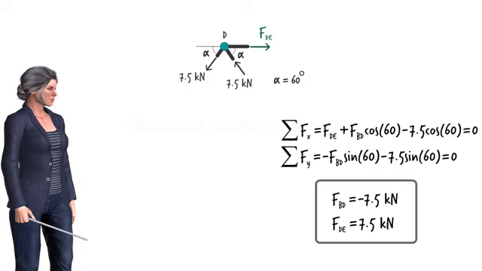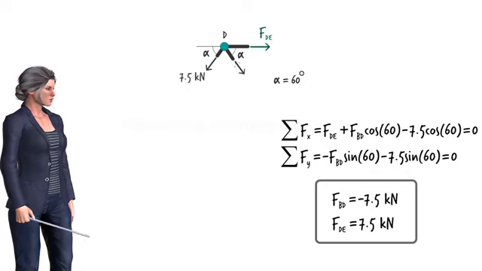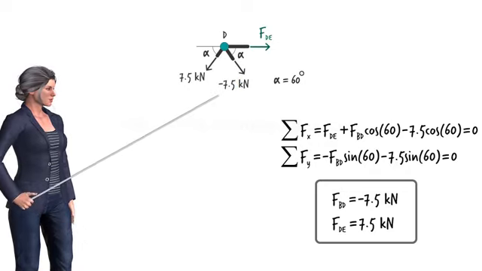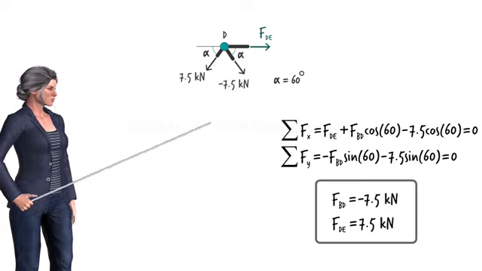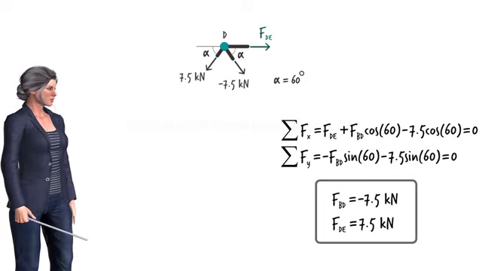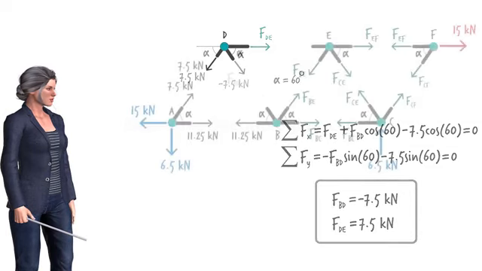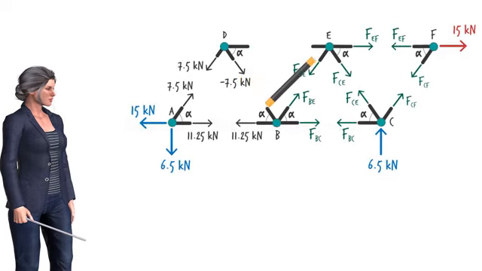For the sake of simplicity, I'm going to keep the original direction of the force arrow and write negative 7.5 as the force magnitude to indicate that member BD is in compression. This eliminates the need for redrawing the diagram, thereby simplifying the steps involved in solving the problem. Here's the revised force diagram.